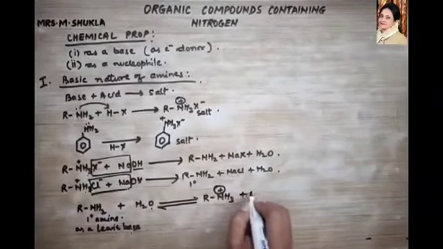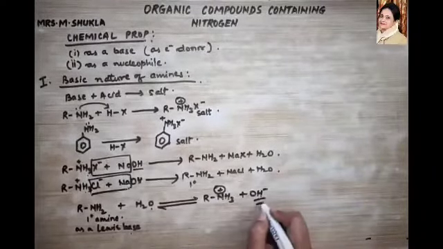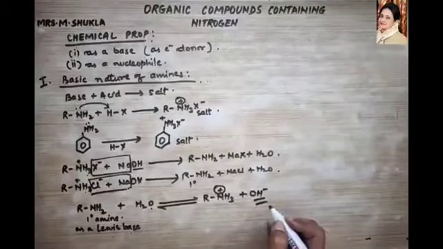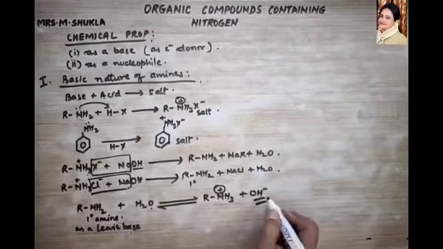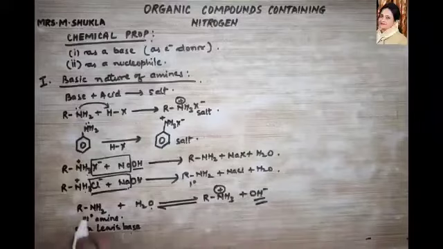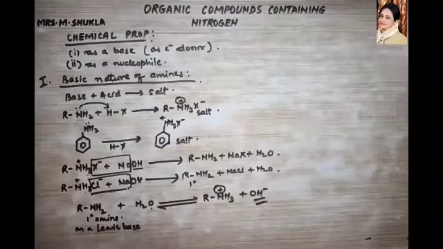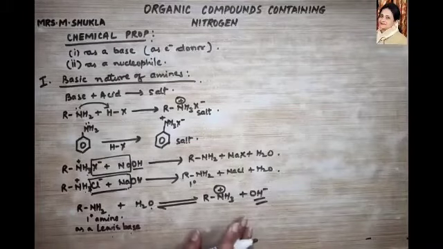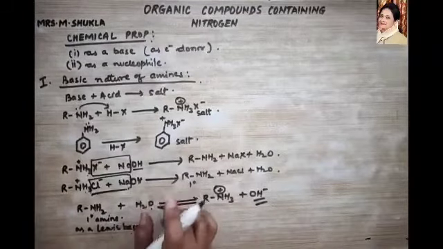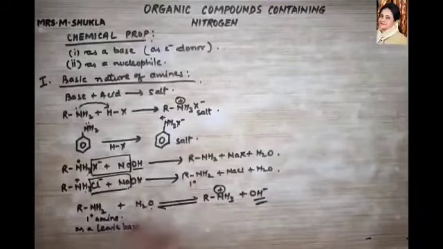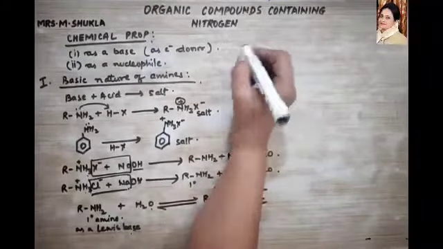RNH3 plus OH minus. The formation of this OH minus, or the formation of this hydroxyl group, means the aqueous solution of amine is basic in nature. I hope this is very clear. Now let us understand the equilibrium constant and check the basicity of the amine.